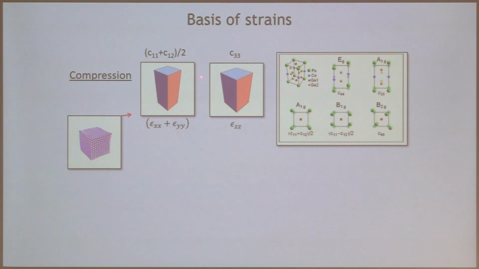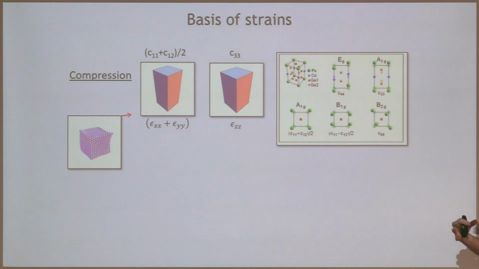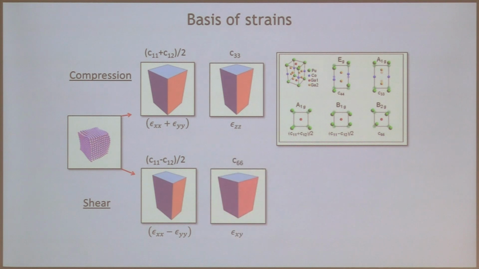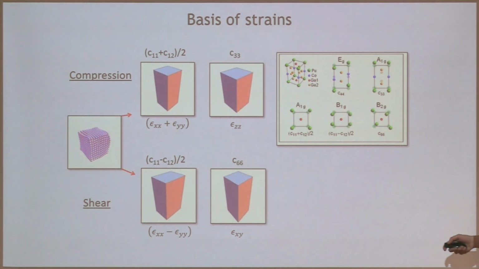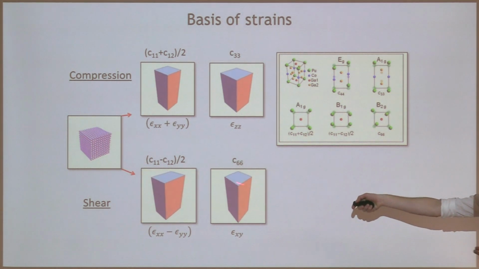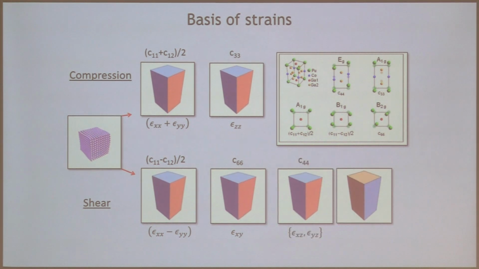So there are 2 compressions. There are only 2 ways you can compress a tetragonal lattice: you can squish the in-plane size, or you can squish it along the c-axis. And there are 3 ways you can shear it. You can do what would be a B1g shear. This is like the orthorhombicity in YBCO. This is like the orthorhombicity in the pnictides. That's a C66 shear, or a B2g shear. And then C44, you can shear it along the c-axis. This is actually a 2-dimensional representation. There are 2 unique components to that representation.